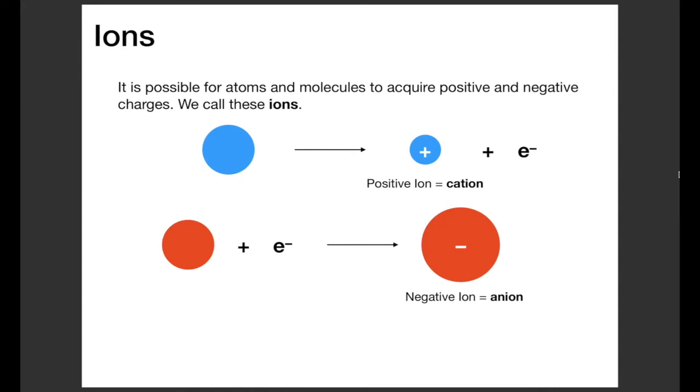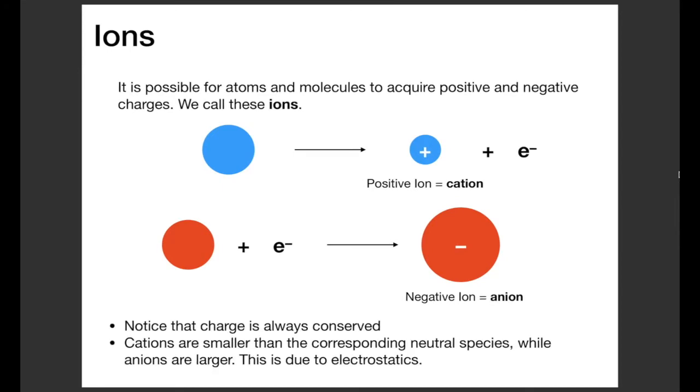If an atom or molecule gains an electron, it acquires a negative charge. We call these species anions. I'm going to talk about two facts concerning cations and anions. The first is that the charge on the reactant side is conserved going to the product side. The overall charge must be conserved. This will be the case for all reactions.